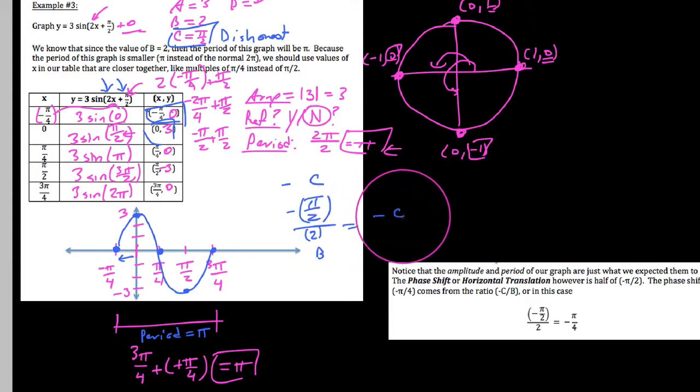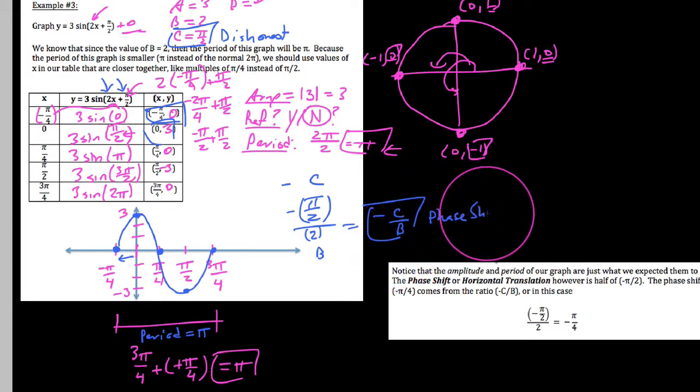And we can break this down and say in general we're always going to do it this way. This is the conclusion we're going to draw here. This is what we're going to call phase shift. Let's go ahead and write this down now. Phase shift is negative c over b. We also call this horizontal translation. That's what this represents. And these are the same thing.